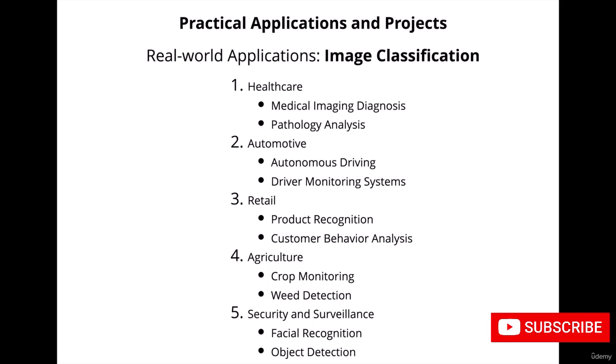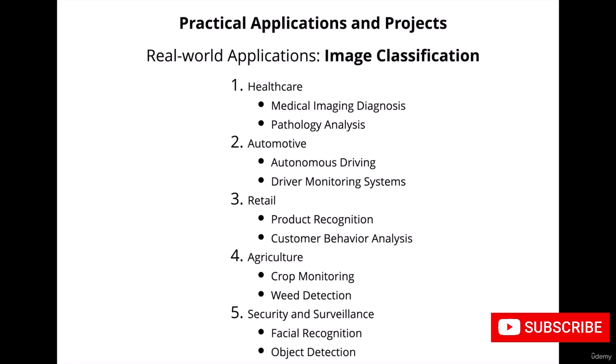Customer behavior analysis. Image classification models analyze customer behavior and demographics based on surveillance camera footage in retail stores. This helps retailers understand customer preferences, foot traffic patterns, and shopping behaviors to optimize store layouts, product placements, and marketing strategies.